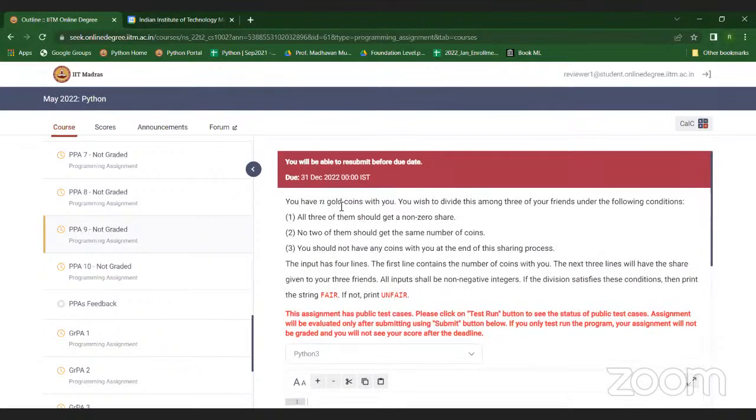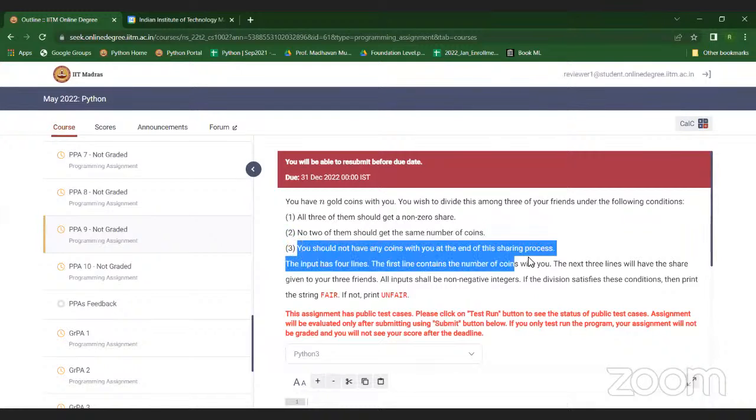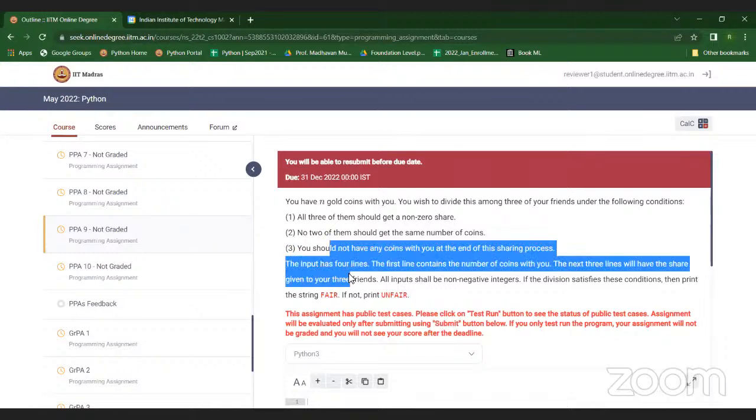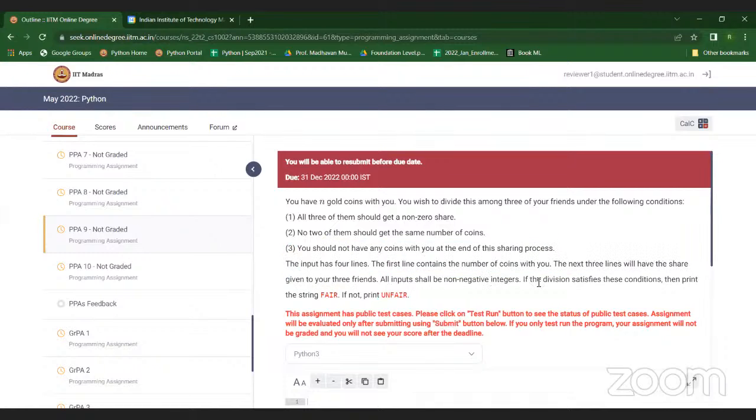So the PPN 9 is: you have n gold coins with you. Wish to divide among 3 of your friends under the following conditions. All 3 of them get a non-zero share. No 2 of them get the same number of coins. You should not have any coins with you at the end of this process. The input has 4 lines. The first line contains the number of coins with you. The next 3 lines have the share given to your 3 friends. All the inputs shall be non-negative integers. If the division satisfies these conditions, then print fair. If not, print unfair.